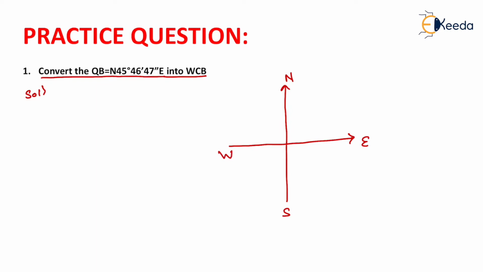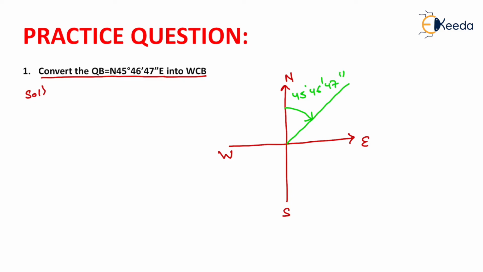Now according to the question, the survey line will lie in the northeast quadrant, that will be here. The quadrantal bearing is measured either from the north or from the south, but it is given in the question that it is measured from the north in the eastward direction, and the bearing will be equal to 45 degree 46 minute and 47 seconds.